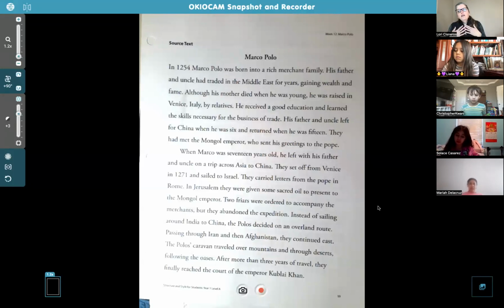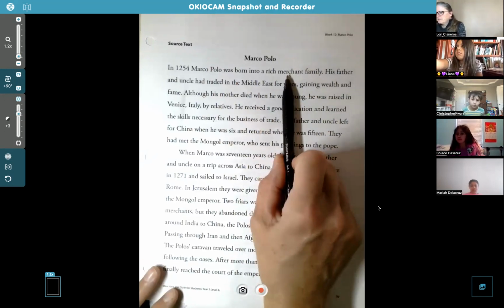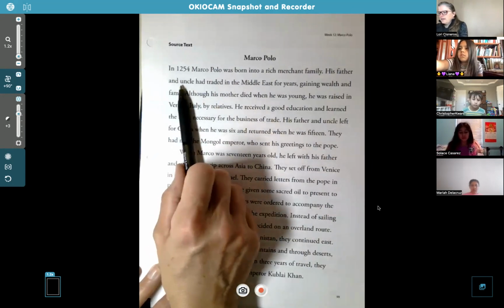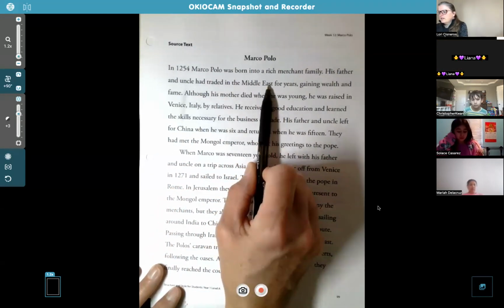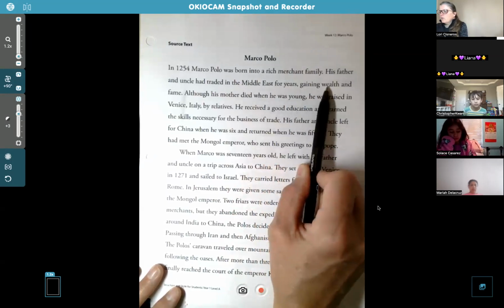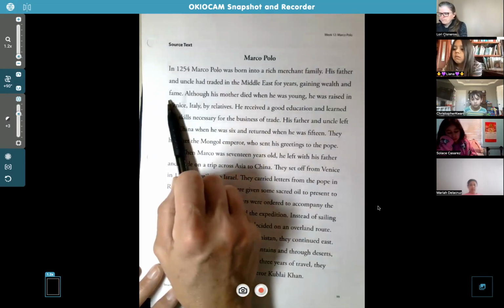So like if Marco Polo's family had, let's say, cotton, maybe they grew cotton on their farm, they would trade their cotton maybe for somebody who grew corn. And that would be a good trade, right? They would give them cotton and they would get corn in return. So it's trading, basically. That's what merchant is. His father and uncle had traded in the Middle East for years, gaining wealth and fame.